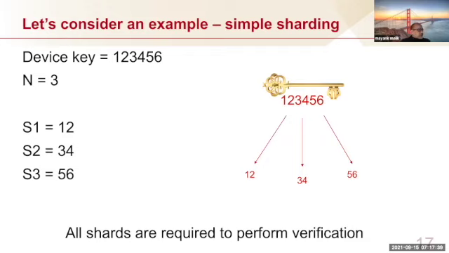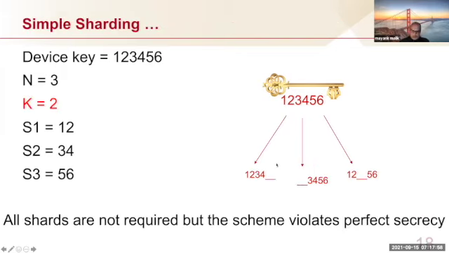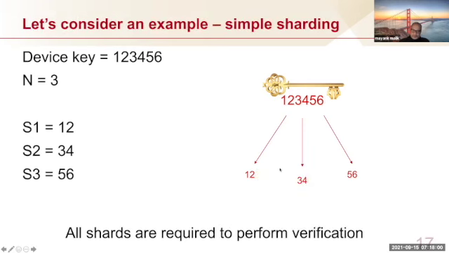So let's consider an example of how we would use simple sharding to perform this social verification. Let's say that our device key is 1, 2, 3, 4, 5, 6, and let's say there are 3 nodes on our network. I simply would take the key and shard it into 3 smaller shards: 1, 2, 3, 4, and 5, 6. Now, the biggest challenge in this implementation of simple sharding is that each of the shards is required to perform the verification.